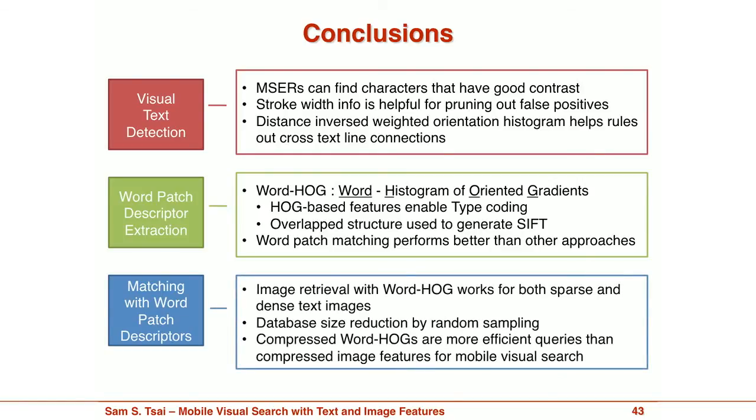Lastly, by combining the different blocks, we built an image retrieval pipeline that uses WordHOGs. It's an image retrieval engine that can work for both sparse and dense text images. For the pipeline, we also studied how we can reduce the database size by using random sampling. And we show that for images with visual text, using compressed WordHOGs to perform mobile visual search is a much more efficient solution than using compressed image features.